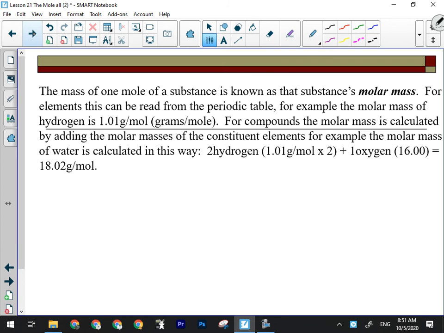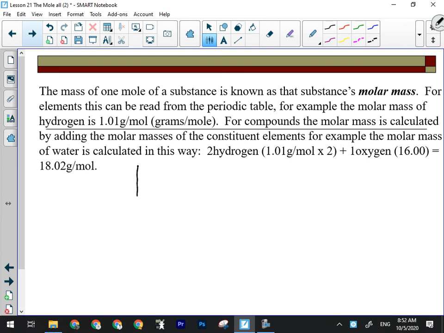All right. So the mass of 1 mole of a substance is known as that substance's molar mass. For elements, we read that off the periodic table. So for hydrogen, it's 1.01 grams. But if it's for a compound, we'll have to calculate it, because obviously the molar masses, or the mass of 1 mole, of compounds is not listed on the periodic table. But it's not hard to figure out.